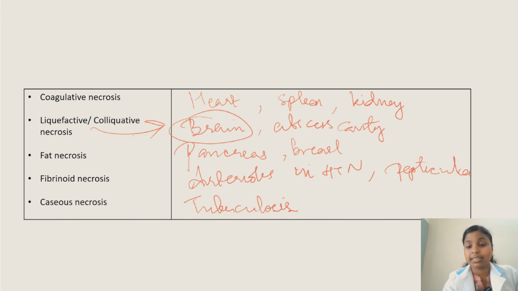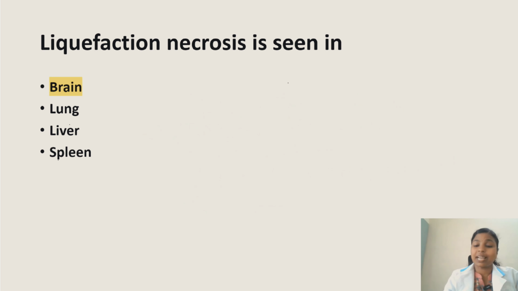Coagulative necrosis is seen in heart, spleen and kidney. And fat necrosis, pancreas and breast. Fibrinoid necrosis, arterioles and hypertension, peptic ulcer. Then caseous necrosis is seen in the central foci of infection of tuberculosis. Okay. So the correct answer is brain. So liquefaction necrosis is seen in brain. Okay.